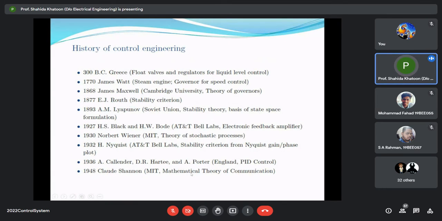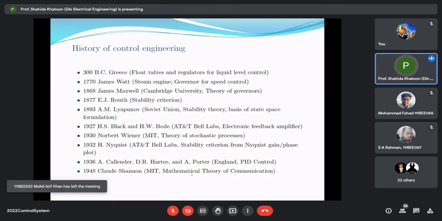Okay, so this is the history of control engineering. In 300 BC, Greeks discovered the float valves and regulators of liquid level control. In 1770, James Watt gave the steam engine concept, governor for speed control. Then in 1868, James Maxwell of Cambridge University gave the theory of governors. In 1877, E.J. Routh gave the stability criteria. In 1893, A.M. Lyapunov, from the Soviet Union, gave the stability theory based on state space formulation.